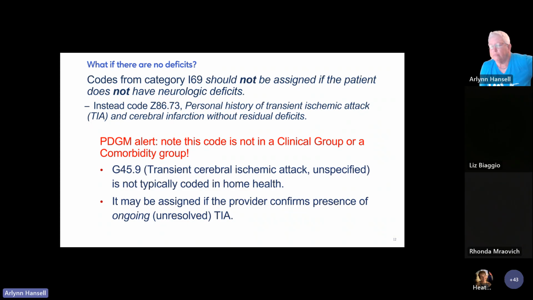Now, the other TIA code is your active TIA code, which is your G45.9. Not typically coded in home health, but again, we're going to get those unicorns where every now and then we'll see it's an ongoing unresolved issue where, again, there's really no residuals going on. They just keep throwing these little TIAs and they happen, they resolve, there's nothing left over, and then they happen again. So that's where you can use that G45.9 code. Again, that's your unicorn. Don't hang your hat on that code. The documentation really has to be screaming out that that's going on. That's not a typical situation.